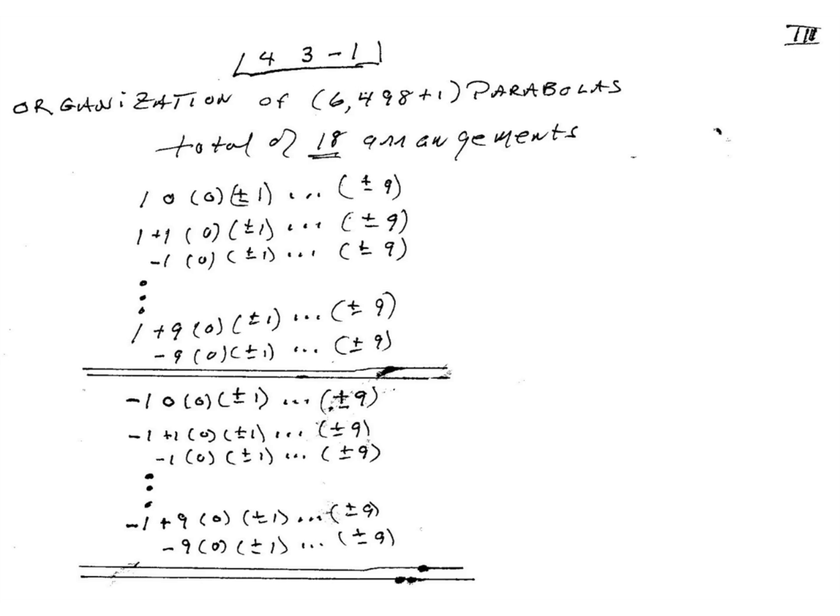Item 3. This is how to organize your 6,498 plus 1 parabolas. And you have a total of 18 arrangements. And these arrangements are set up under the plus 1 idea. And the second arrangement is under the minus 1 idea. So that you have 16 of these groups to organize your 6,498 plus 1 parabolas.